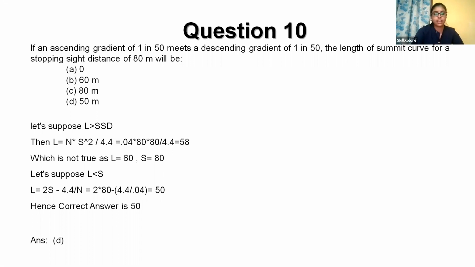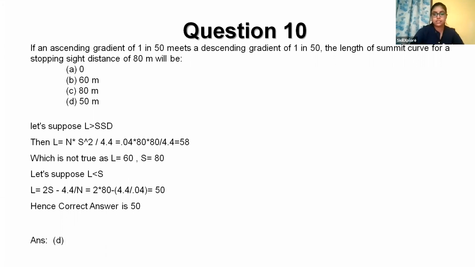We have to assume one thing at first itself. If length is greater than stopping sight distance, we have to choose this formula, that is L is equal to N into S square divided by 4.4. What is N? Here the slopes are given, ascending gradient 1 in 50, descending gradient 1 in 50. N is the difference between these slopes, one is ascending and the next one is descending. So 1 by 50 plus 1 by 50. The answer will be 0.04. So that is the N.